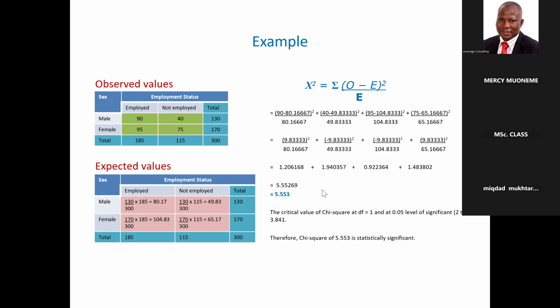Therefore, the chi-square of 5.553 is statistically significant because it's far higher than the critical value. That shows that there's a difference in the employment rate between male and female. And the difference is not just due to chance, because the probability that it is due to chance is less than 0.05. Is there any question?